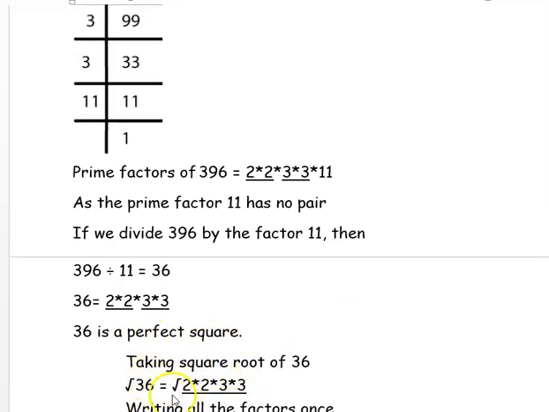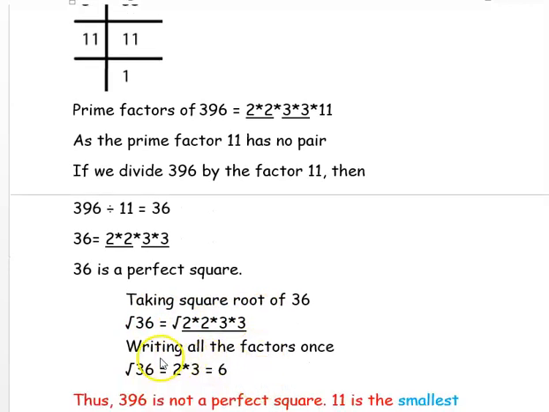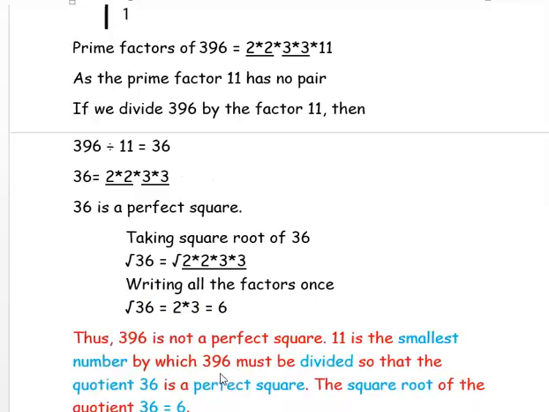So the square root of 36 is equal to the square root of 2 into 2 into 3 into 3. Now we know that we want to write all the factors only once. So the square root of 36 is equal to 2 into 3, which is 6. Thus we can say that 396 is not a perfect square number and 11 is the smallest number by which 396 should be divided, so that the quotient we get is 36, which is a perfect square number, and the square root of the quotient 36 is 6.